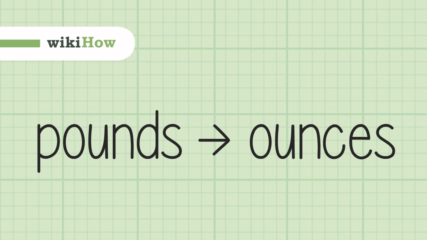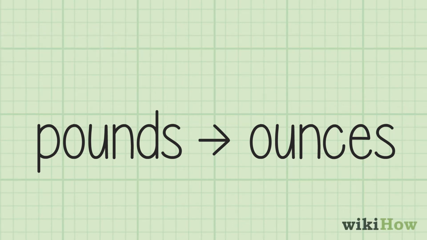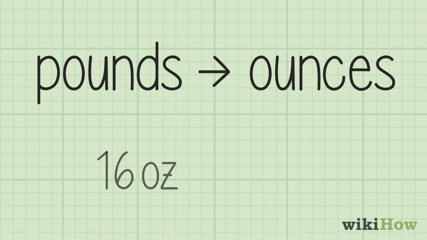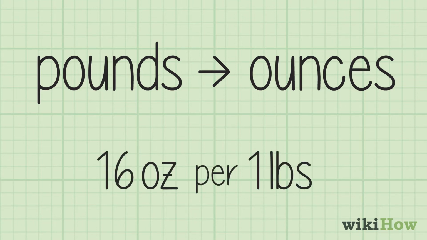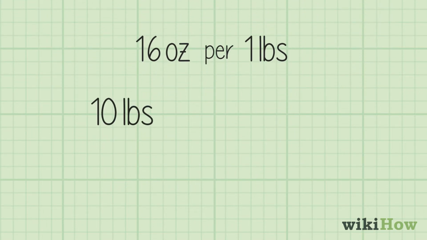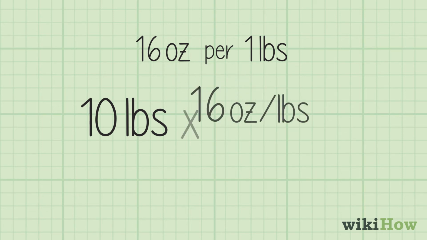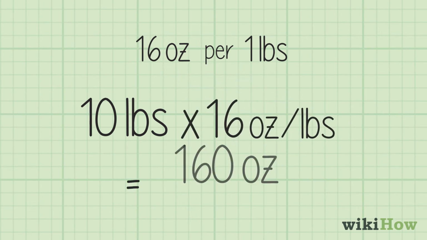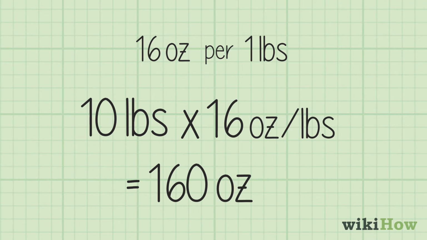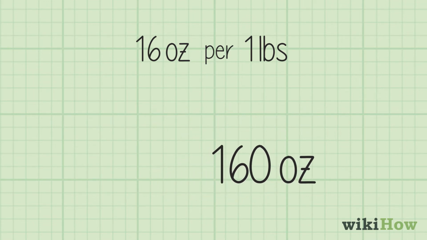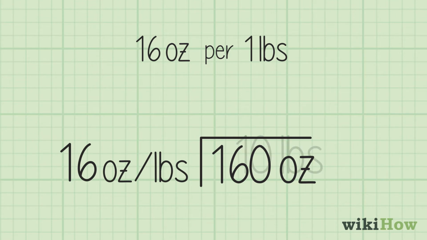Converting pounds to ounces is a very simple process. There are 16 ounces in a pound, so you can make the conversion by multiplying the number of pounds by 16. For instance, if you want to convert 10 pounds into ounces, multiply 10 by 16 to get 160 ounces. To convert ounces back into pounds, divide the result by 16.